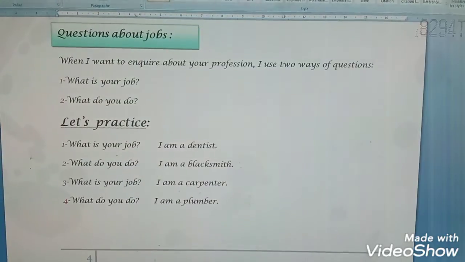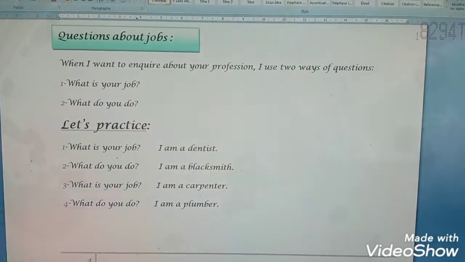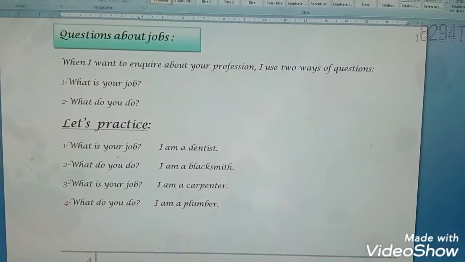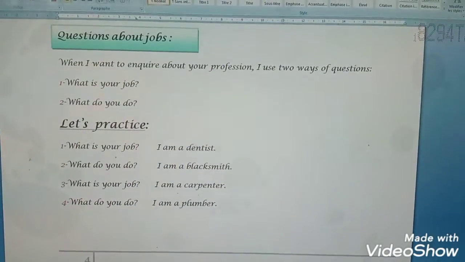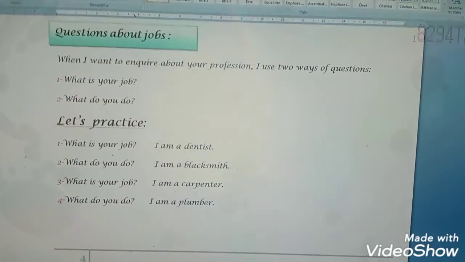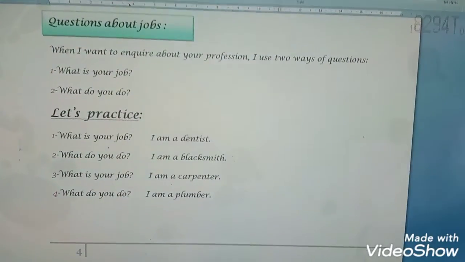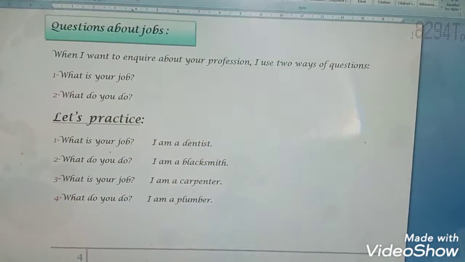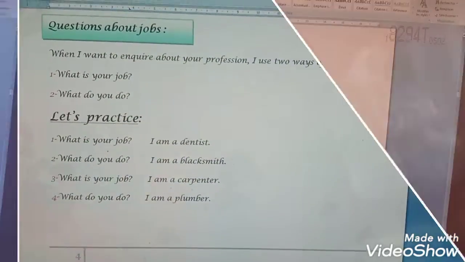It doesn't mean 'what do you work', it means the action you are doing. For example, we say, what are you doing? I'm watching TV. Now, what do you do? In general, I talk about job. So here we use the verb to be when I answer. We don't say I do, for example, a dentist. I am a dentist. I use the verb to be.